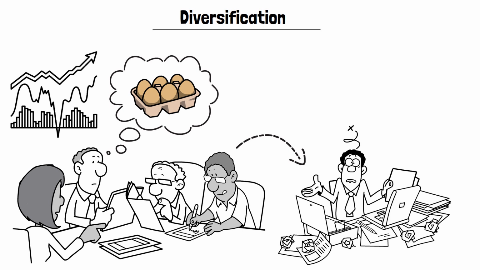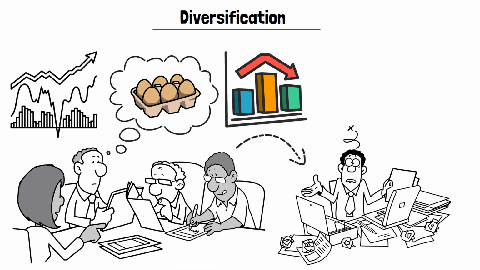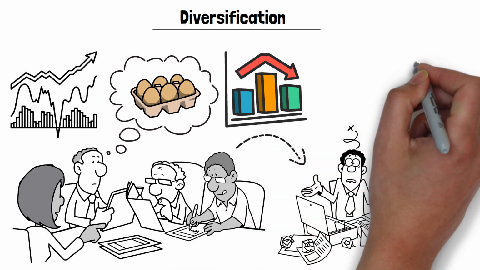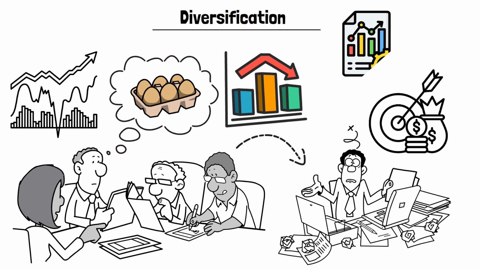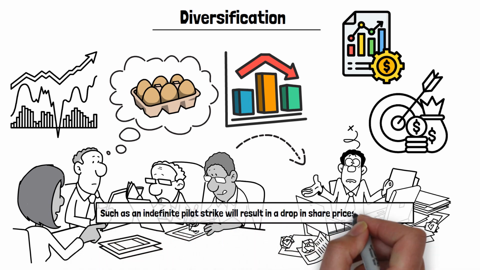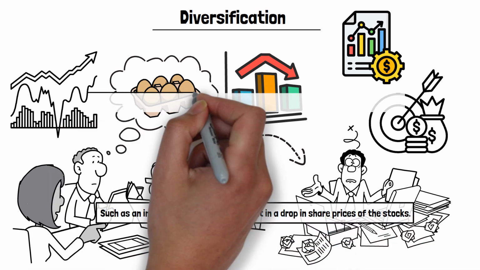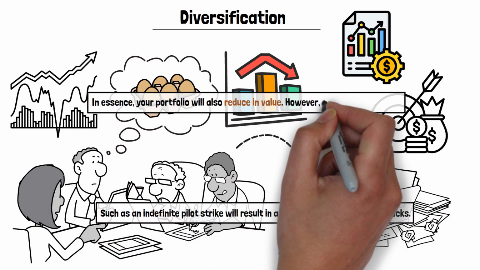But there is one thing you need to understand: diversification doesn't guarantee against loss. However, it helps you to reach long-range financial goals while minimizing risk. Here is an example. If you have an investment portfolio consisting of only airline stocks, it is expected that negative news, such as an indefinite pilot strike, will result in a drop in share prices of the stocks. In essence, your portfolio will also reduce in value.